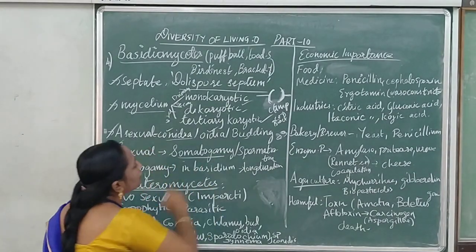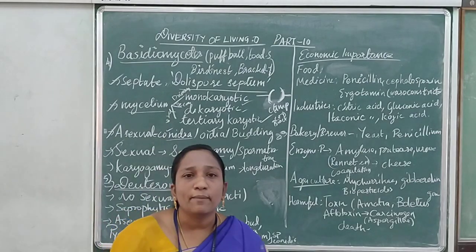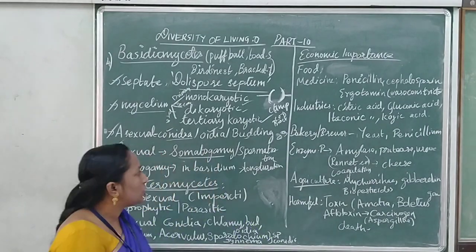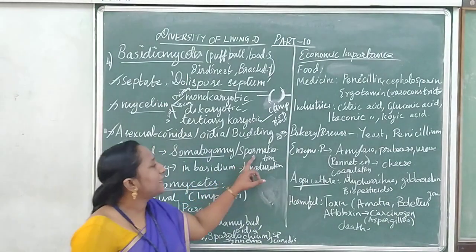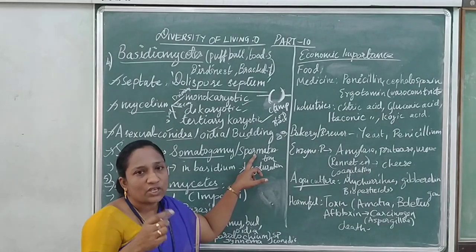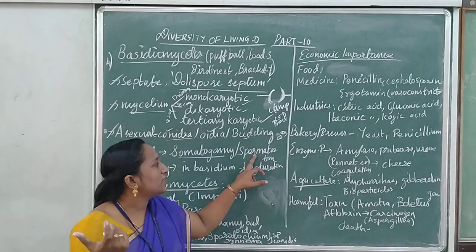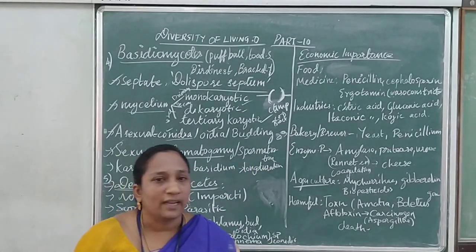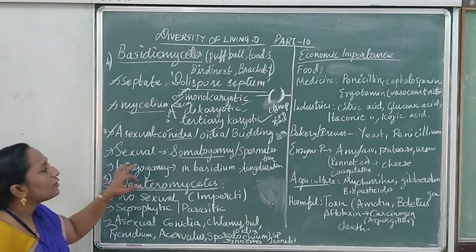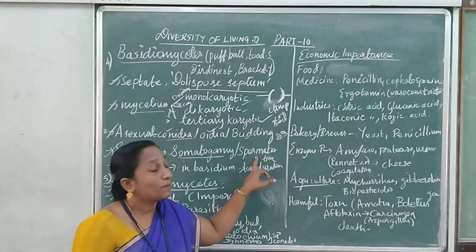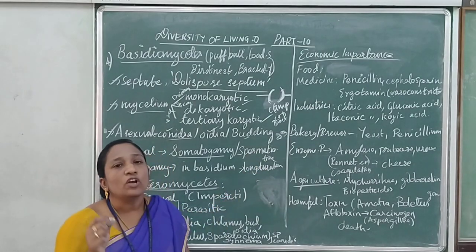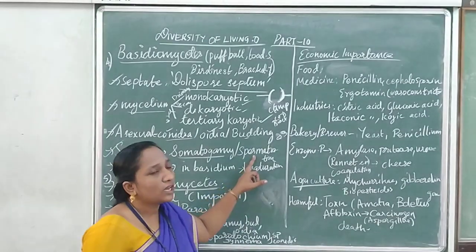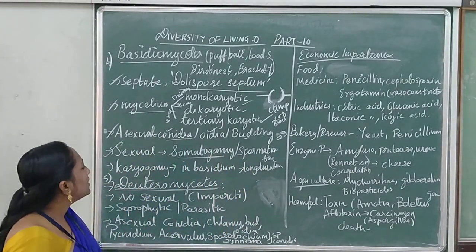So here you can find somatogamy. We already learned what somatogamy is. Somatic cells or somatic gametes are fused to form a new fungi species. That is called somatogamy. And spermatization means a normal cell changes into a modified structure, then it is involved in the new species formation. That is called spermatization. So sexual reproduction occurs by means of somatogamy and spermatization. If you go through the last video, you can refer to the process involved in these things.